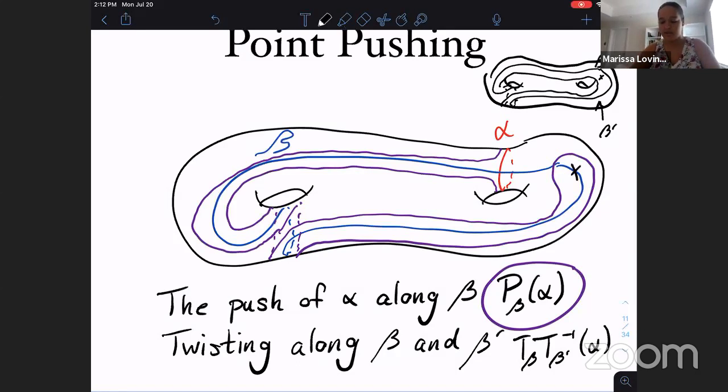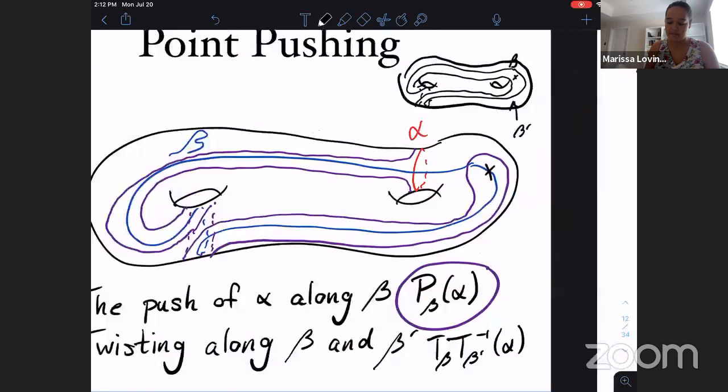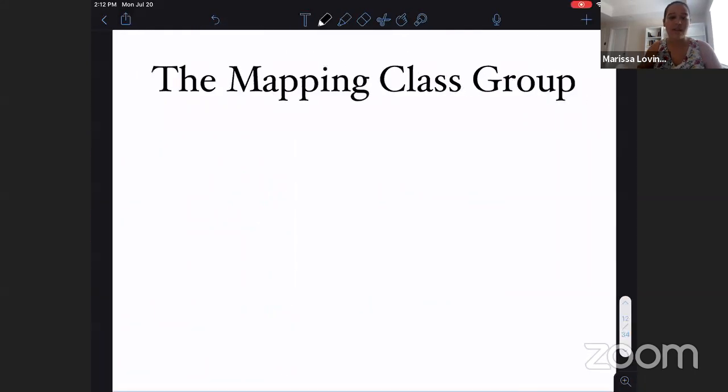Okay. So these are all examples of the type of things that I'm talking about when I'm talking about symmetries of my surface. And so now that we've talked about the kind of objects we're thinking about, I want to give a formal definition for what I mean when I talk about the mapping class group.